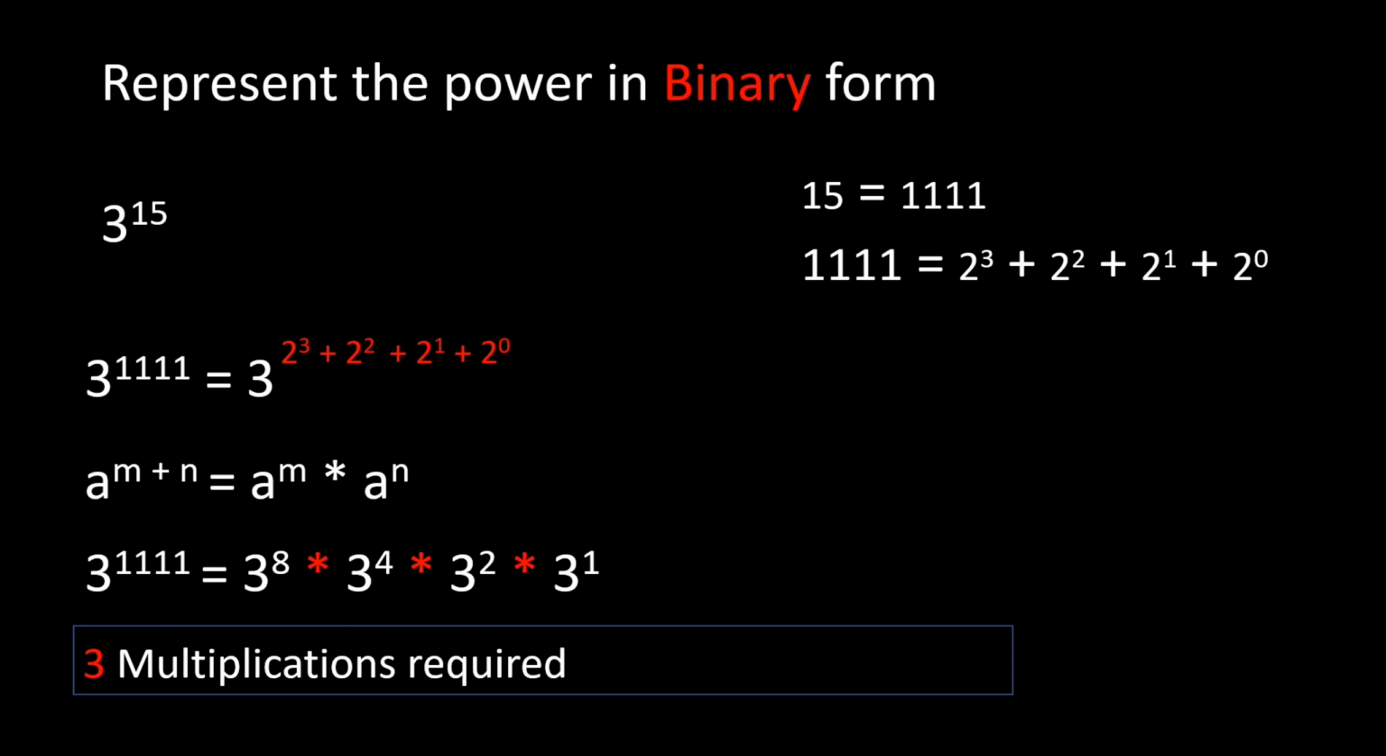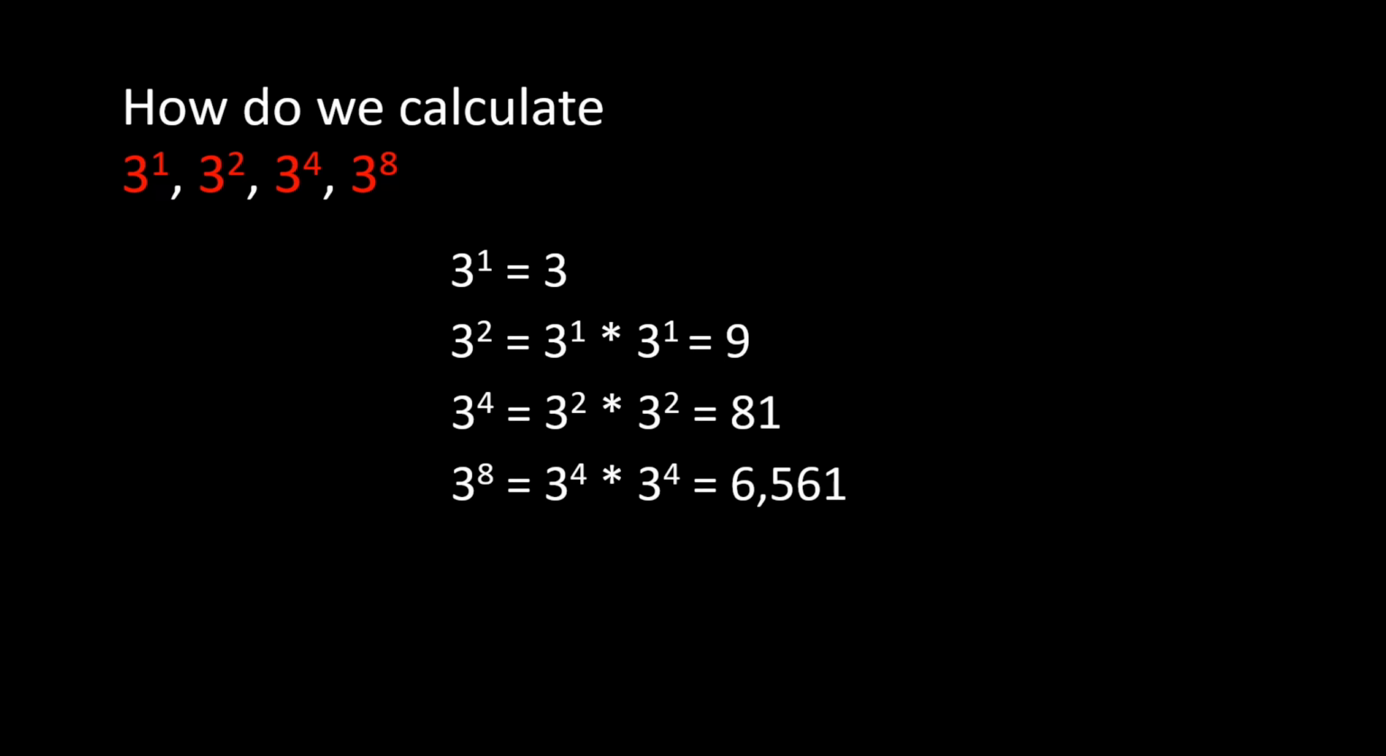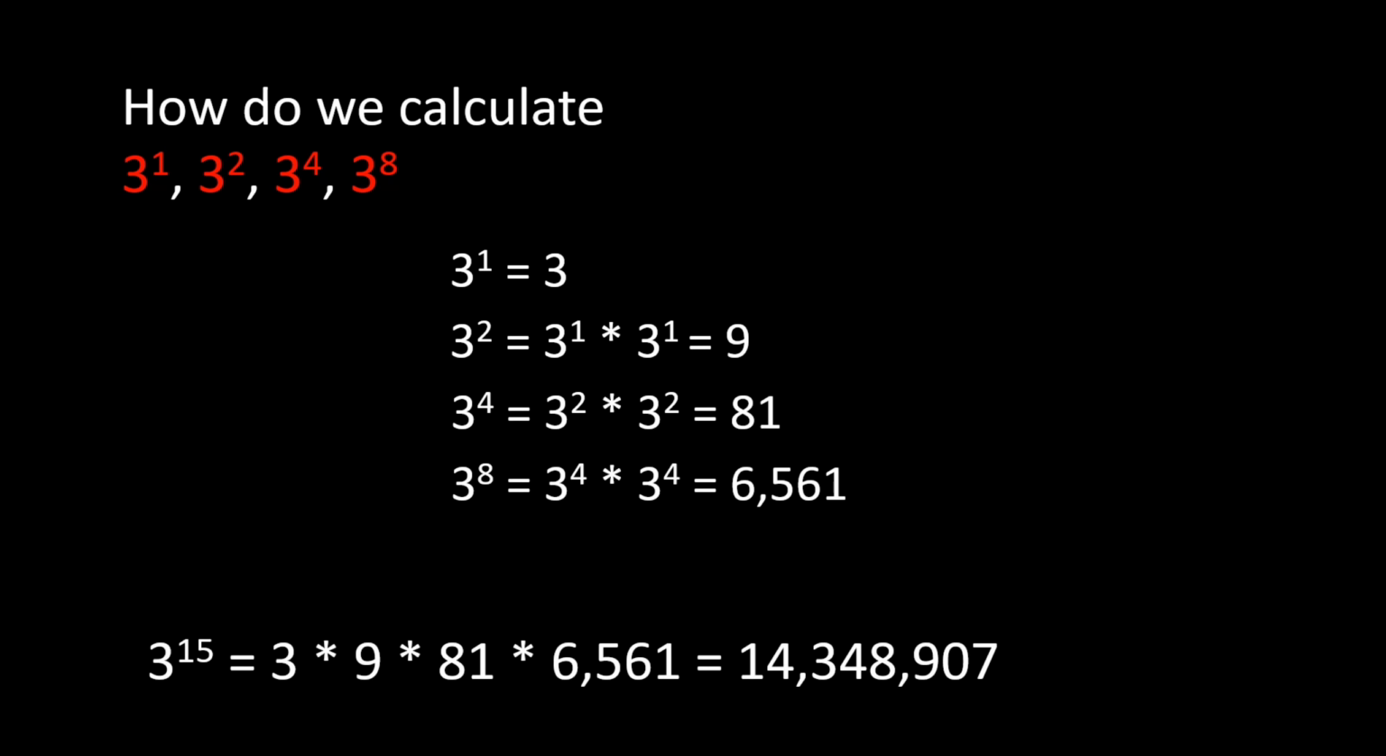But the trick is, how do we find the values of 3 squared, 3 power 4, 3 power 8 in an efficient way? Well, we just find 3 and square it to get 3 square, and square the 3 square to get 3 power 4, and square the 3 power 4 to get 3 power 8. You get the idea. And in the end, we just multiply all the results to get the final result. Now, try to implement this in your own way.